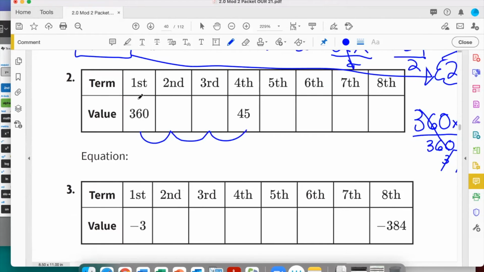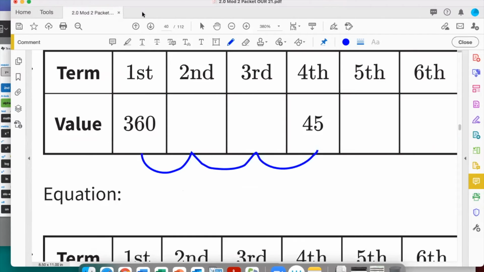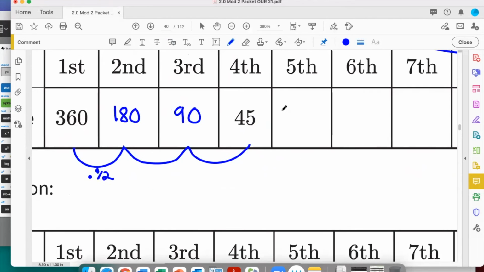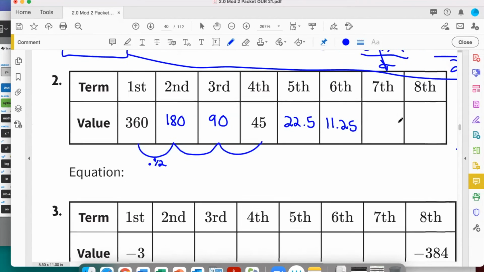So let's hop back here. Starting with 360, if we multiply by 1/2, or 0.5 if you're so inclined, that gets us 180. Let's do it again, get us 90. Do it again, get us 45. That makes sense. Half of 45, what is that? 22.5 and 11.25. I'll leave you to get the 7th and 8th term, but we're taking half.